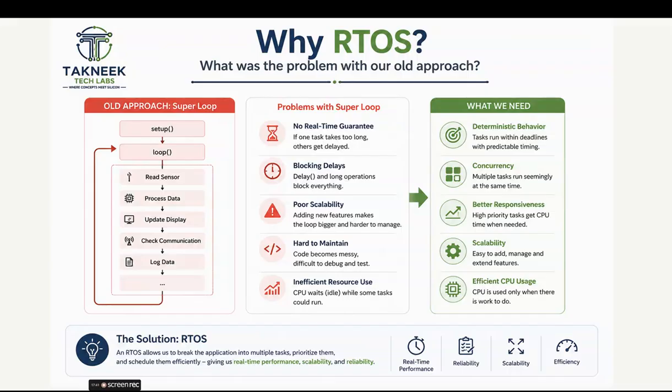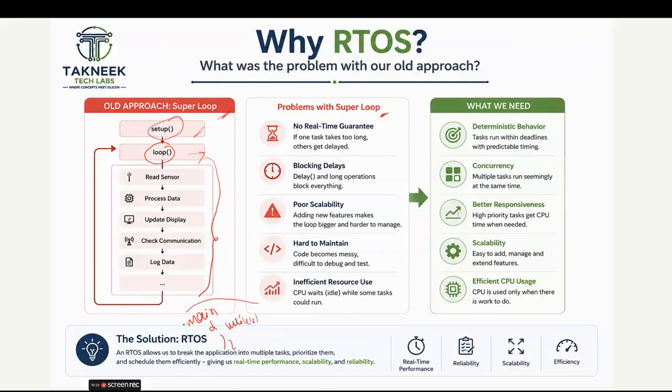So why RTOS? Why do we need an RTOS? Because we have this old approach: a setup function and then a loop. In that we write all our firmware or our code, and then we flash it onto the controller and it runs independently, infinitely. Okay, so what is the problem with the super loop? This is called a super loop. In Arduino you have seen a setup function and a loop function, or in other controllers you have seen a main function, and then in the main you have seen a while loop, right?